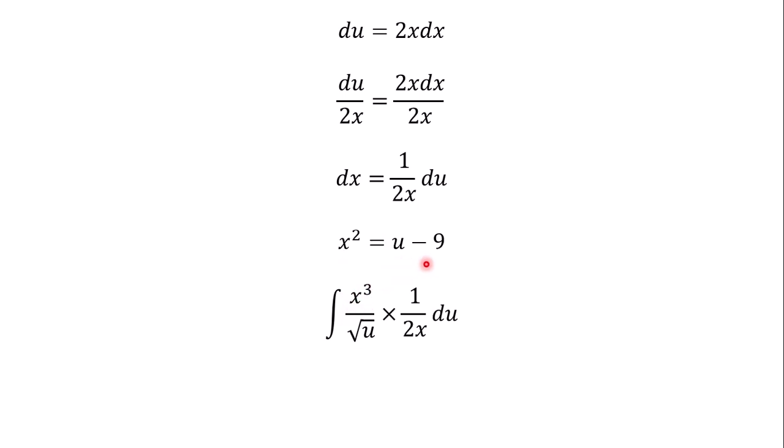See, x squared is equal to u minus 9. So here, this will decrease the power of this one by 1. It will be left with what? x squared. You see, after the cancellation, we've gotten x squared, and there is nothing that we can do to take away this x squared. The only way that we can deal with this x squared is to find what is going to replace it.